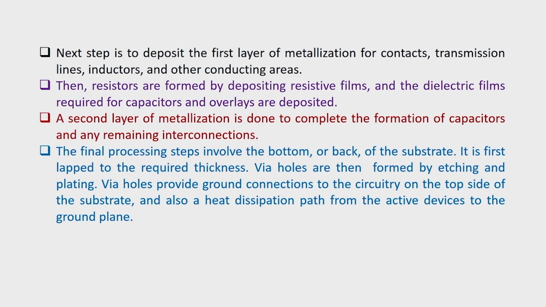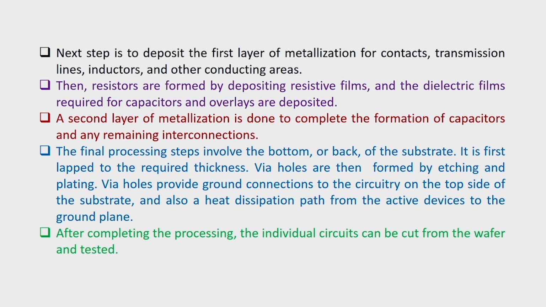The final processing steps involve the bottom or back of the substrate. It is first lapped to the required thickness. Via holes are then formed by etching and plating. Via holes provide ground connections to the circuitry on the top side of the substrate and also a heat dissipation path from active devices to ground plane.